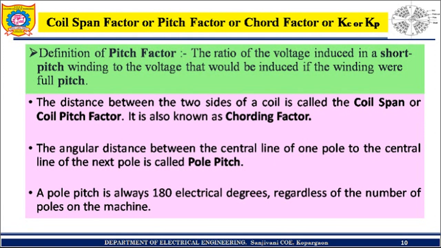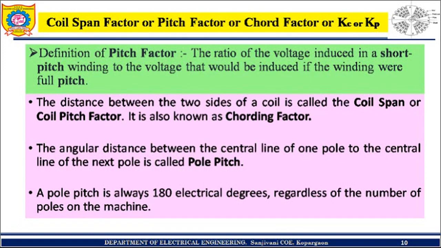So a comparative statement is made regarding the voltage induced in the short pitch winding to the voltage that would be induced if the windings are full pitch. The distance between the two coil sides of a coil is called the coil span or coil pitch factor, also known as chording factor. Already we have discussed this.